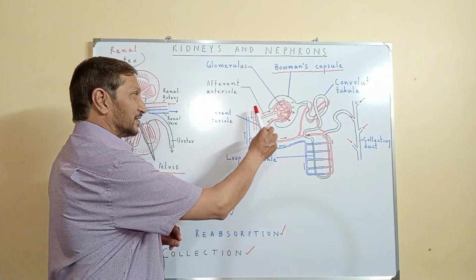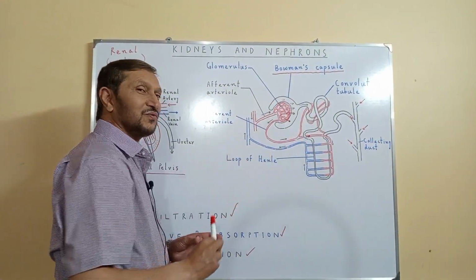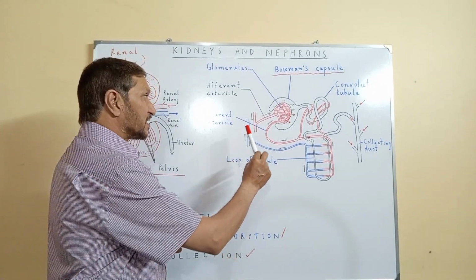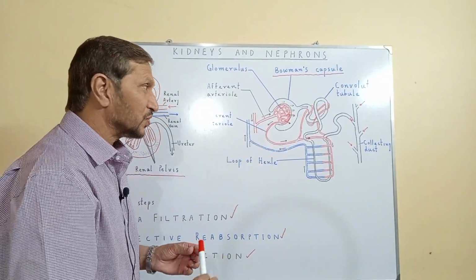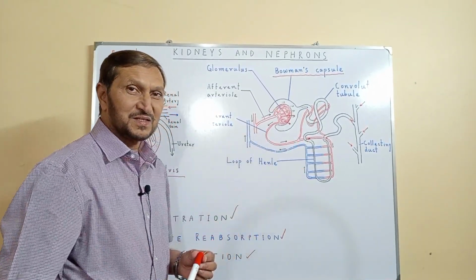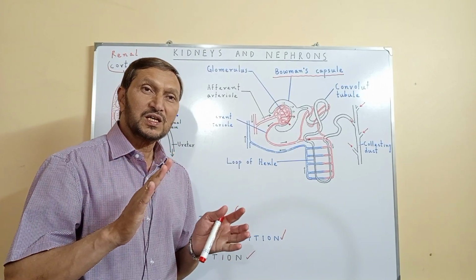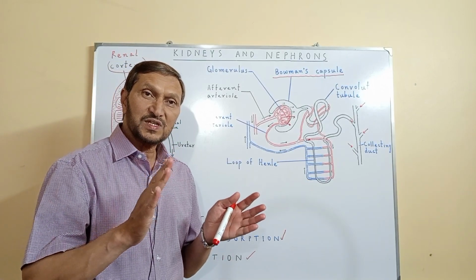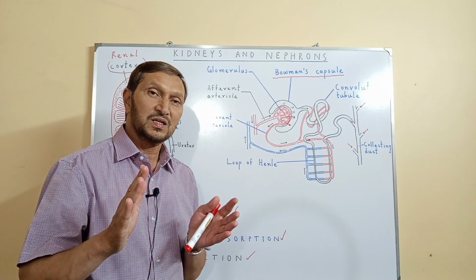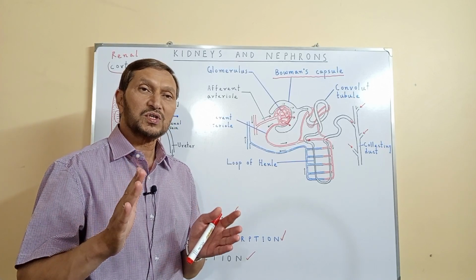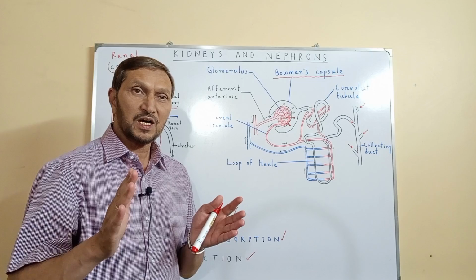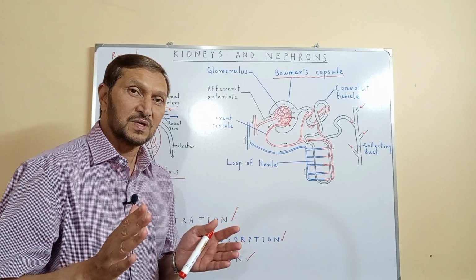Okay, now let's talk about the nephron. What is a nephron? As I told you, here the filtration takes place, and from the blood the urea is filtered in the form of urine along with a certain amount of water and a certain amount of salts.